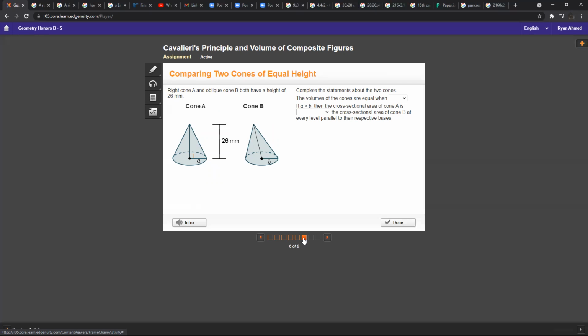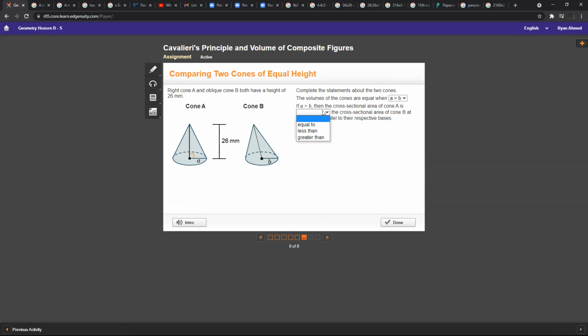So can you just click that real quick? Let's see what the options are. Oh, okay. So we're comparing A and B. The volumes of the cones are equal when A equals B. Yeah, it looks like it to me. Fine. And then if A is greater than B, then the cross-sectional area of cone A is blank.